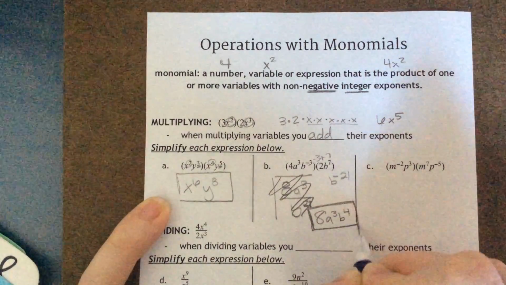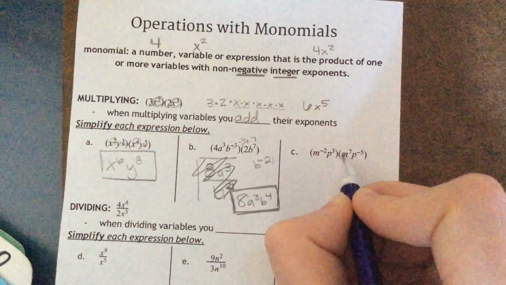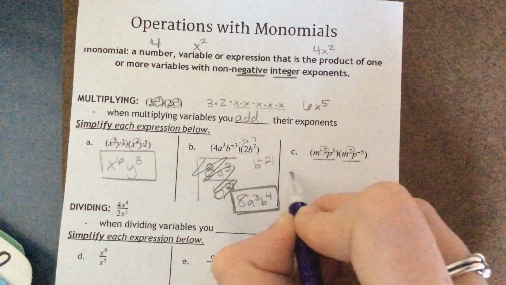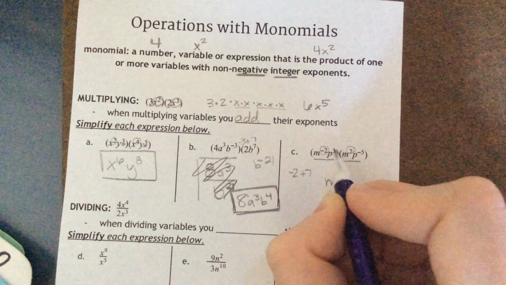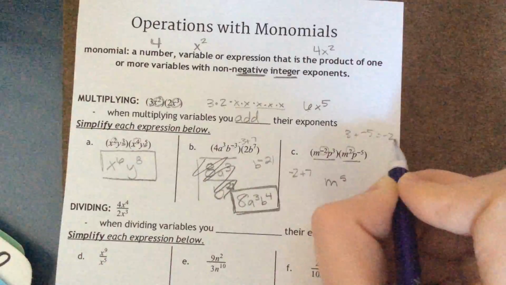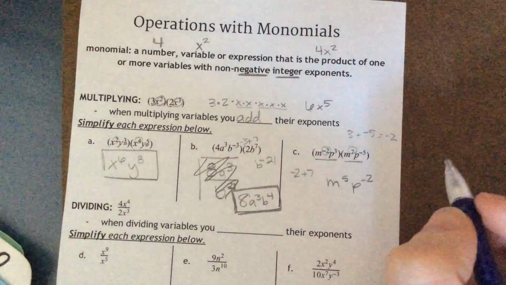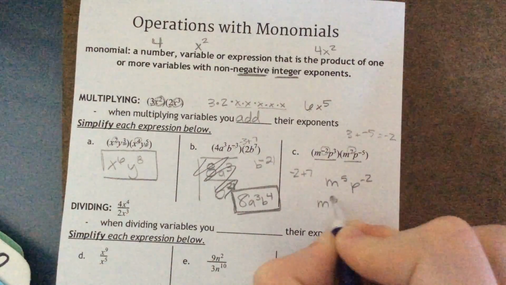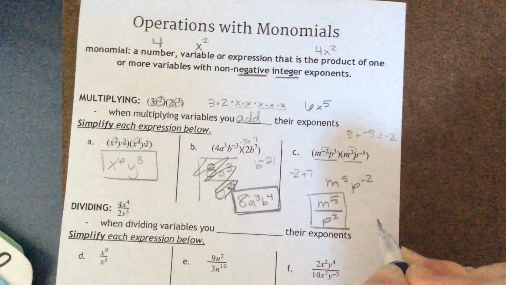Now here, since you're multiplying these two terms, we're going to add the exponents. So negative 2 plus 7 is going to be 5, so you have m to the 5th. Here you have 3 plus a negative 5. That's going to give you a negative 2. So you have p to the negative 2nd. You can't leave it a negative exponent. You have to move it to the denominator. So you have m to the 5th over p squared, and that's your simplified expression.